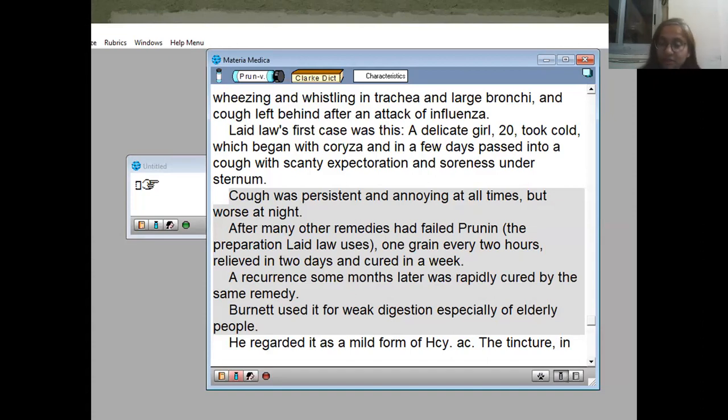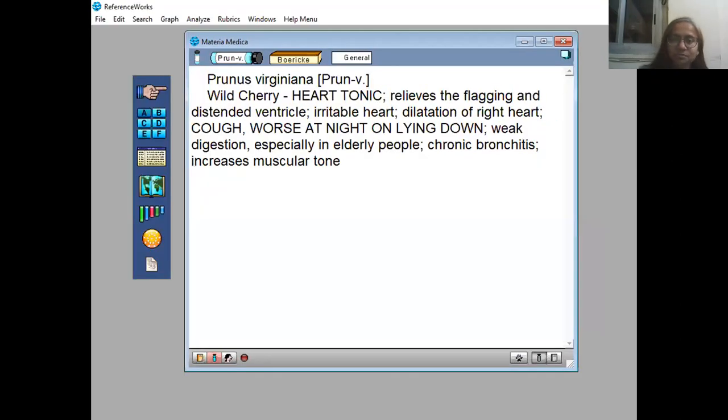This is also a great remedy for the heart. So as a complementary thing, the patient already had heart trouble. When you look at Boericke, he writes, this is wild cherry, Prunus virginiana. It is a heart tonic, relieves the flagging and distended ventricles, irritable heart, dilatation of heart, cough which is worse at night, and especially on lying down, with weak digestion, especially in elderly people.